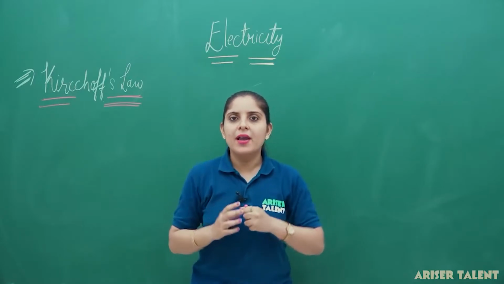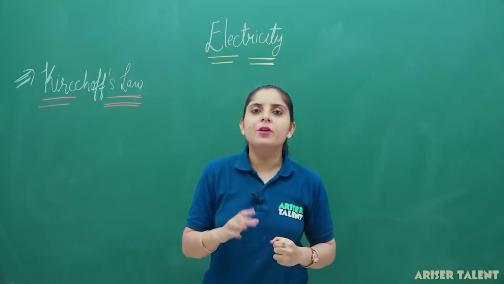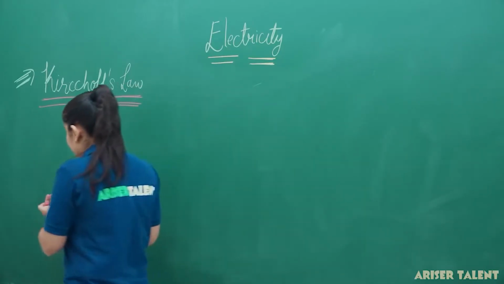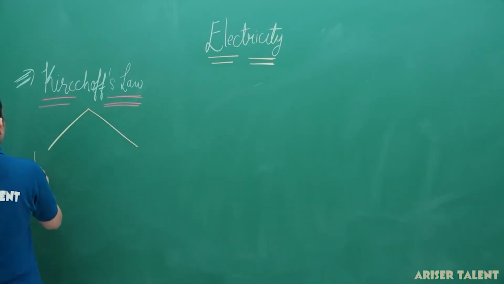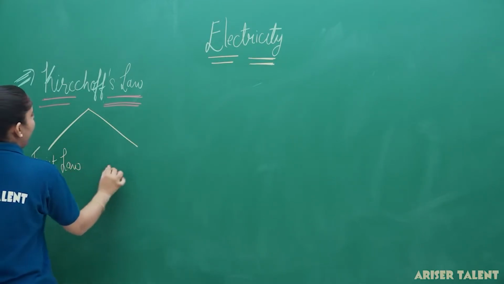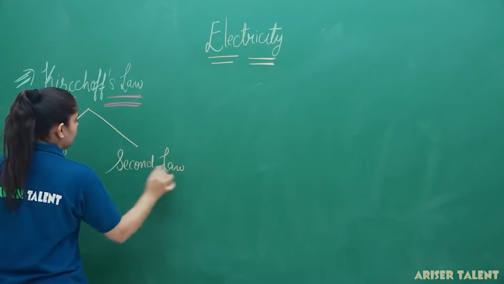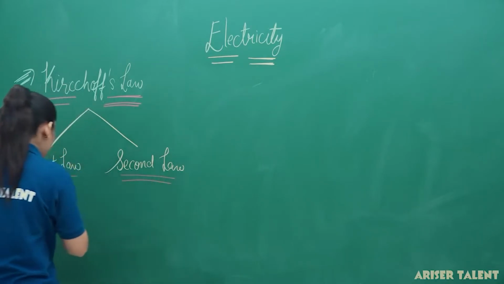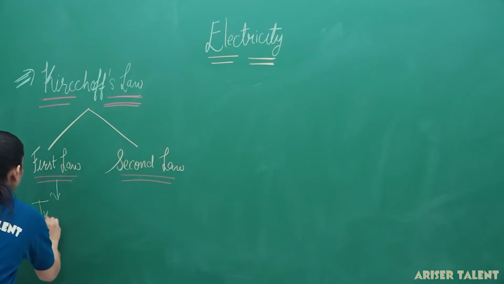It means summation of I is equal to 0. It means current entering the system will be equal to current leaving the system. So, what the first law states, let's discuss here. Kirchhoff has basically given two laws, Kirchhoff's first law and Kirchhoff's second law. So, Kirchhoff's first law is basically known as the junction rule.